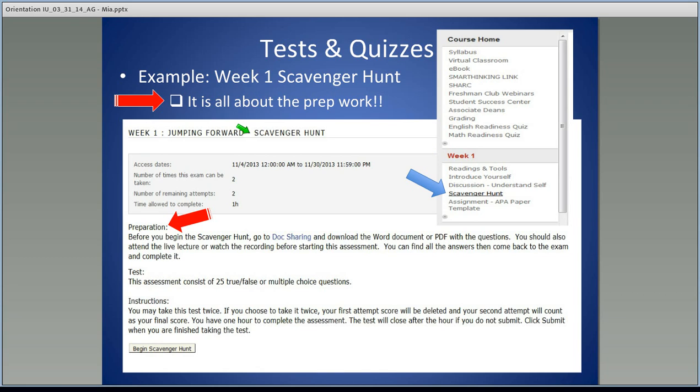And then when it's time to take the scavenger hunt, you have all the questions and answers right in front of you. So some important information to know about all tests and quizzes is you can see what dates the test is available to take. You want to make sure you take it on time, as well as how many times you can take the test. So if you're not happy with your score the first time, you can take the scavenger hunt again. You can see how many times you have left by looking at number of remaining attempts, and then also pay attention to how much time you have to complete the assessment. So, for example, the scavenger hunt, you have 1 hour. So make sure that once you click on begin, don't walk away from your computer. You need to stay and finish the whole exam. So click on begin when you're ready to start the test.